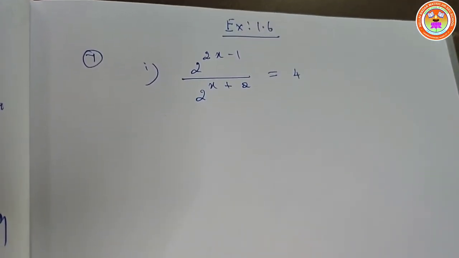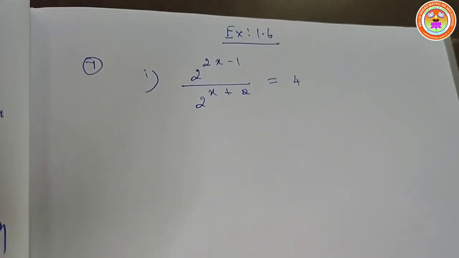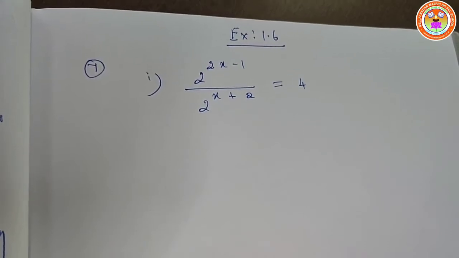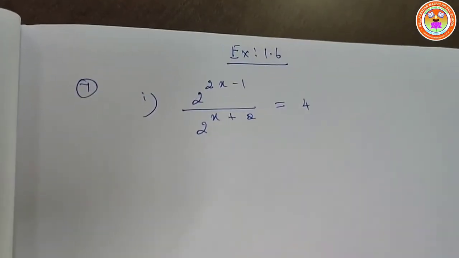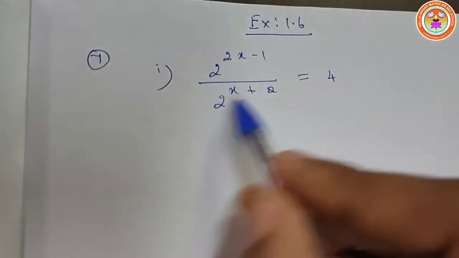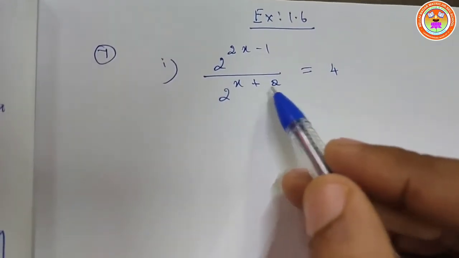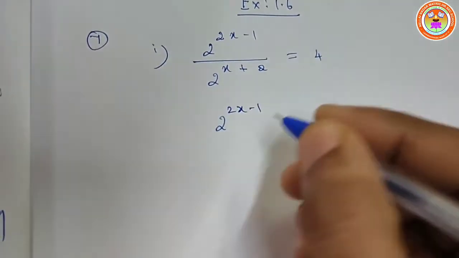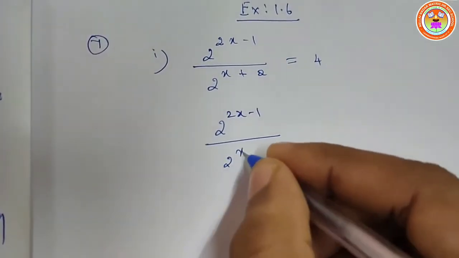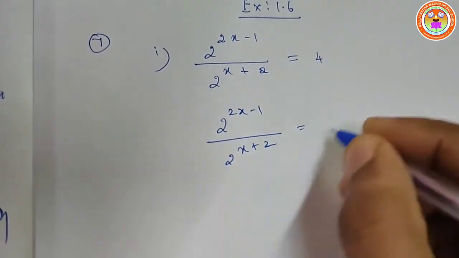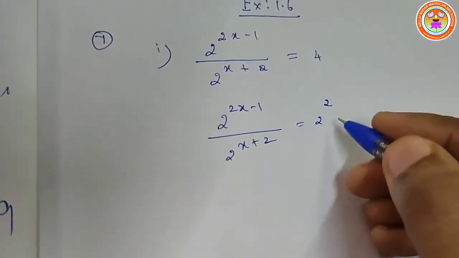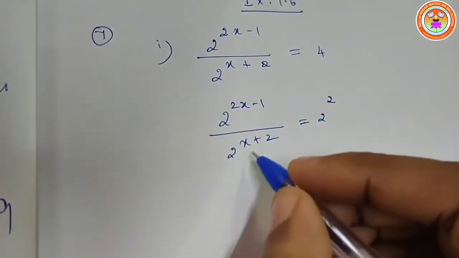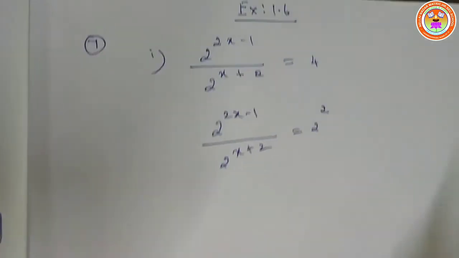Here, exercise 1.6, seventh sum, first subdivision. If (2 power 2x minus 1) by (2 power x plus 2) is equal to 4, you can write this 4 as 2 power 2. The left hand side of the equation is in division. If it goes to the right hand side, it will become multiplication.